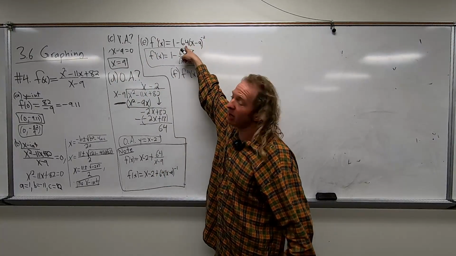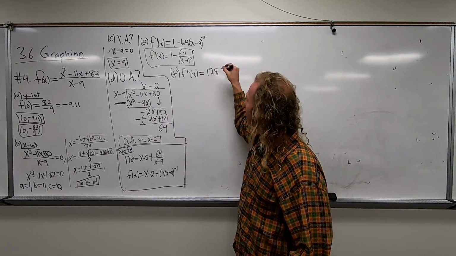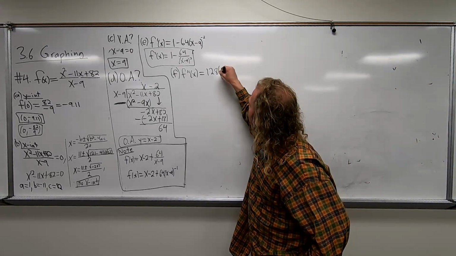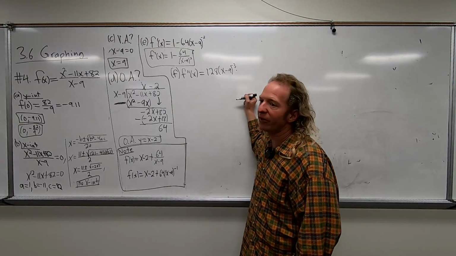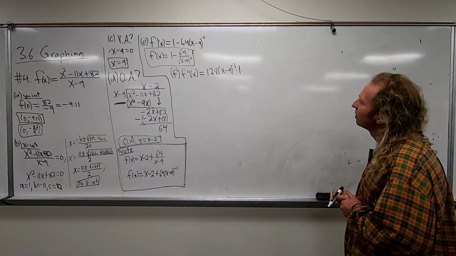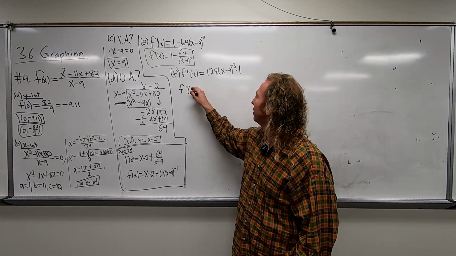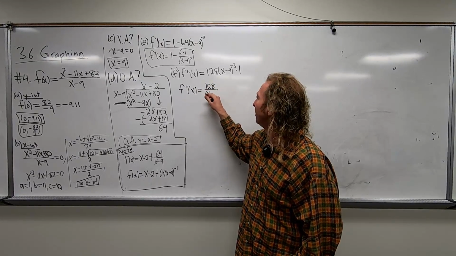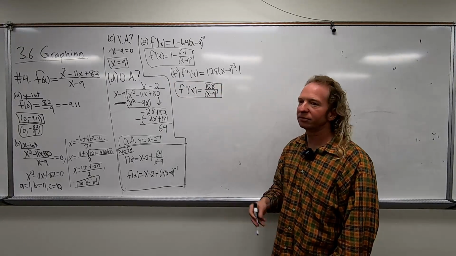So it'll be negative 2 times negative 64, so 128. Yep, 128. And then this will be parentheses, x minus 9 to the negative 3 times the derivative of the inside, which is 1. Okay, and I'm going to go ahead and rewrite it again. F double prime of x equals 128 over x minus 9 cubed. That would be the second derivative.